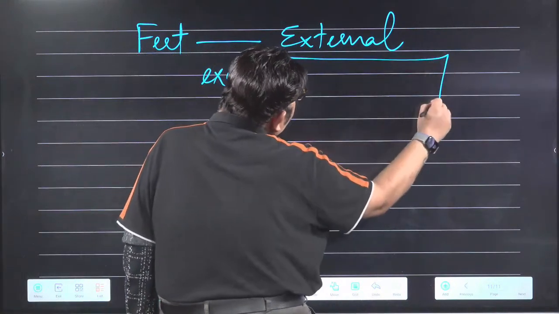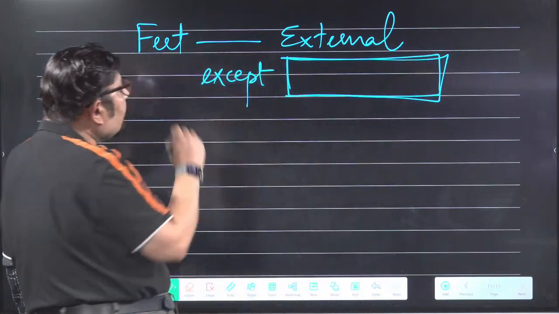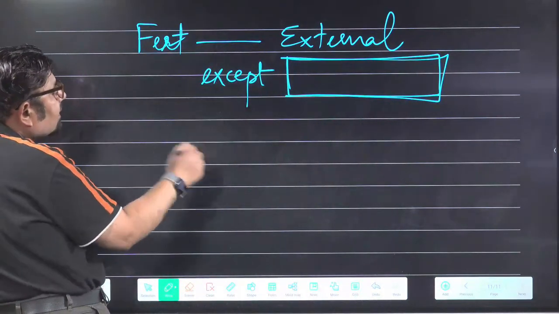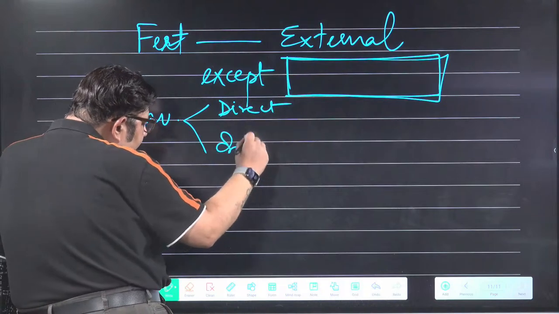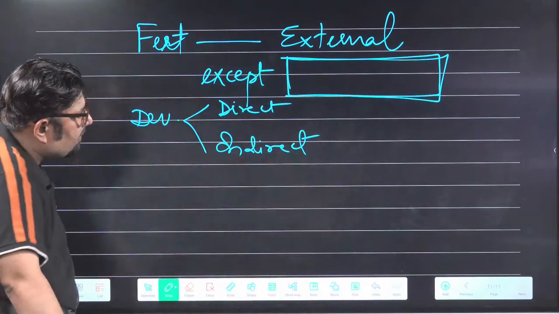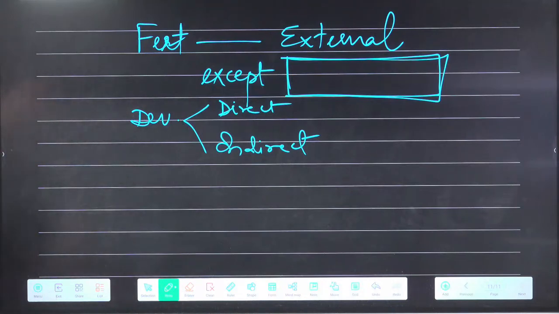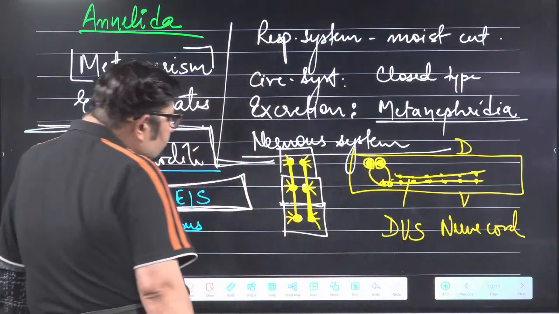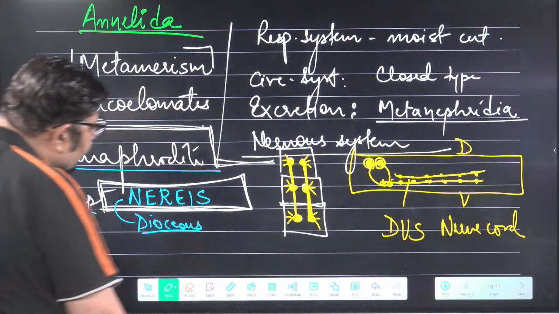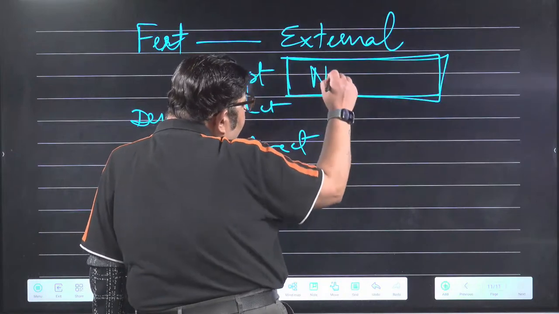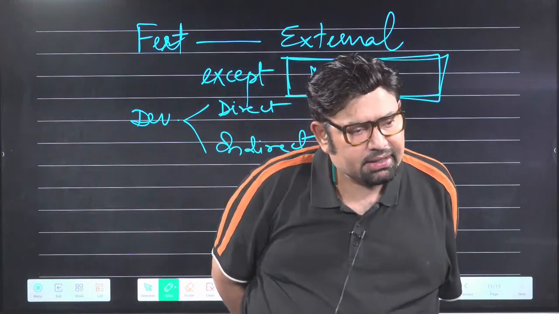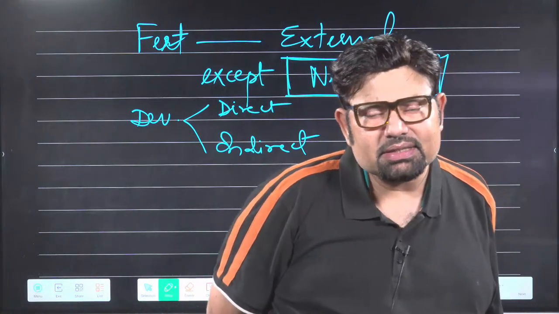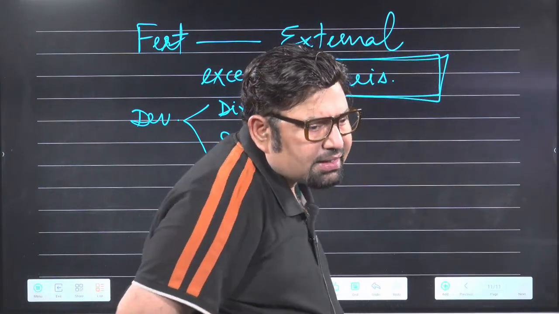Then fertilization and development. Development is both direct as well as indirect. Fertilization is external. Most of them are monoecious, except Nereis, and here also the exception is Nereis only. So what about Nereis? Internal fertilization. We can leave this point, internal fertilization in Nereis. Just remember the dioecious nature in Nereis, that is enough.